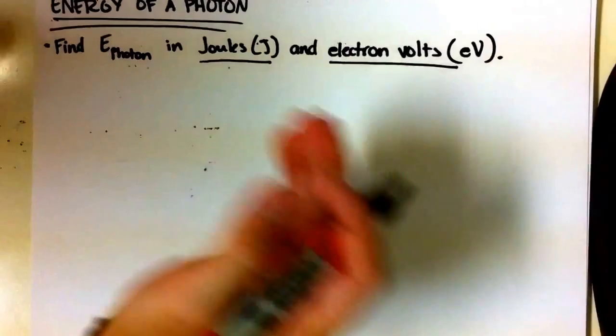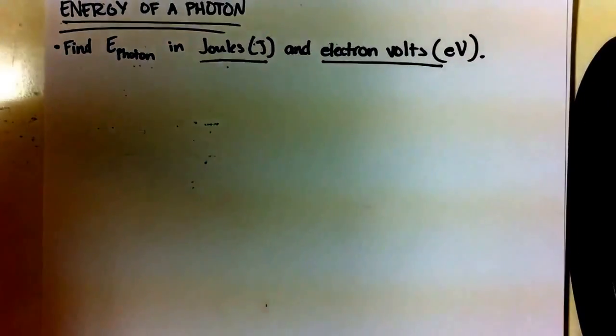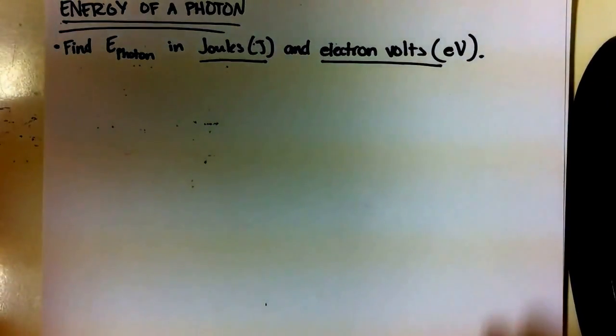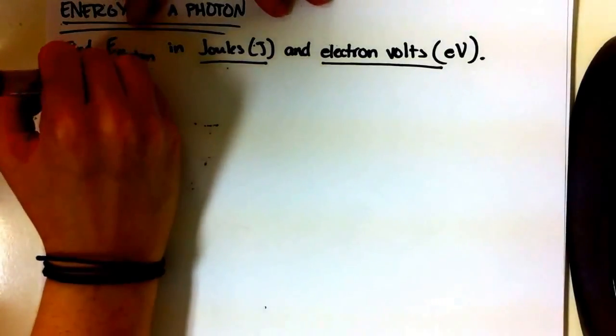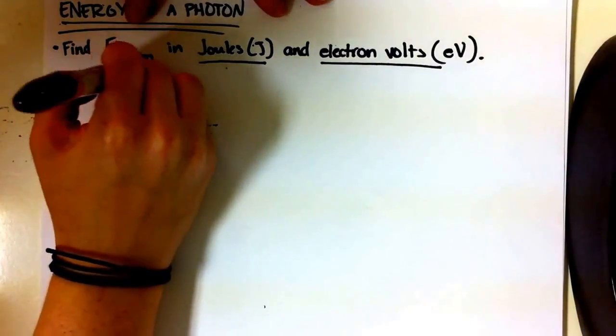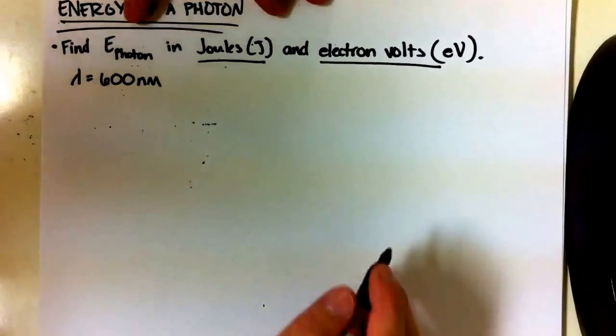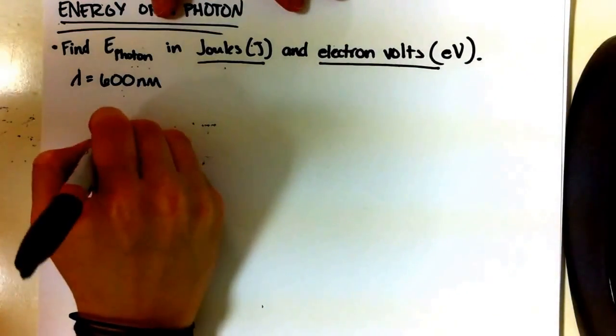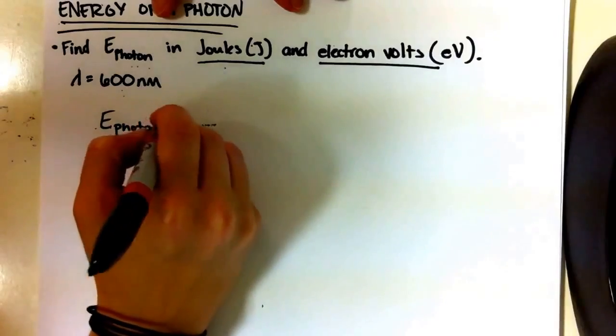Whenever we're looking for the energy of a photon, we always need to know what wavelength we're dealing with, or what frequency we're dealing with. In this case, let's say we're dealing with a wavelength of 600 nanometers. Now, in order to find the energy of this photon, we have to do a few conversion factors.